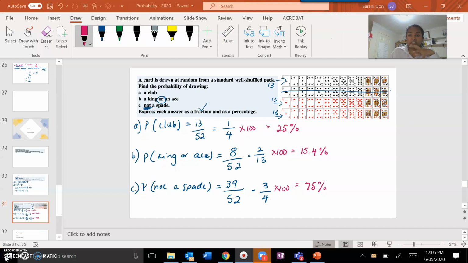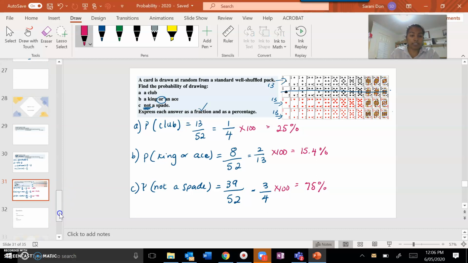Okay, guys. So literally, that's all it is. I think the main difference between this chapter and the Year 7 chapter is putting it into percentage form. So remember, anytime you want to convert it into a percentage, you multiply that fraction by 100. And again, use your calculator to do that.